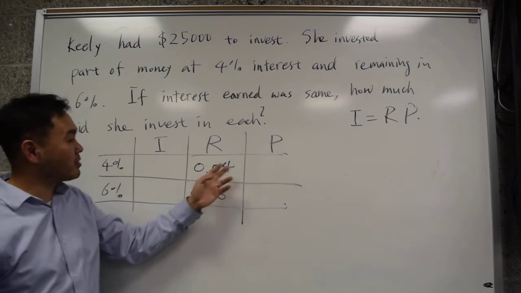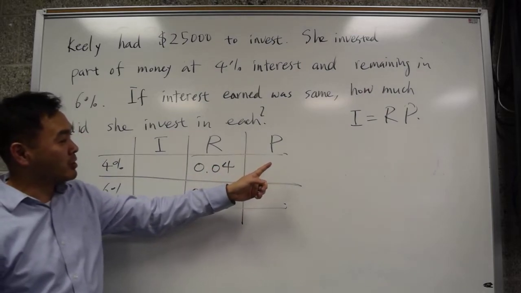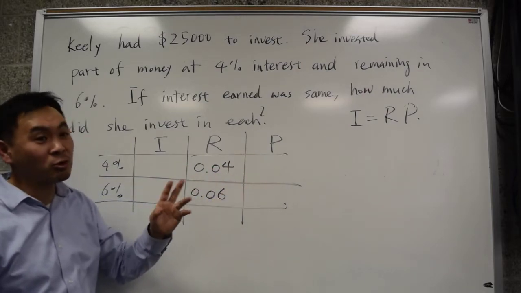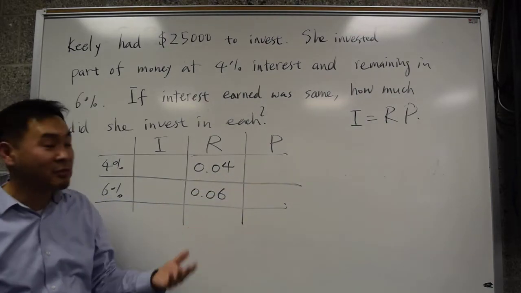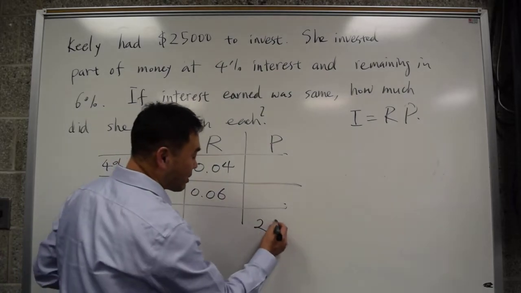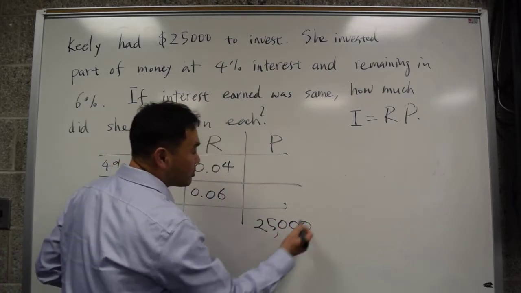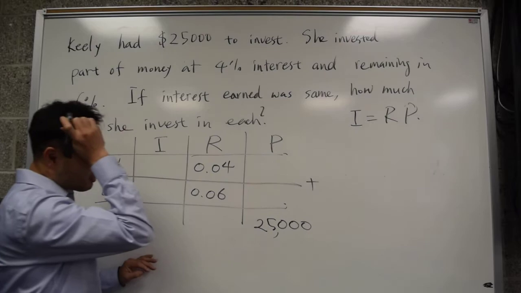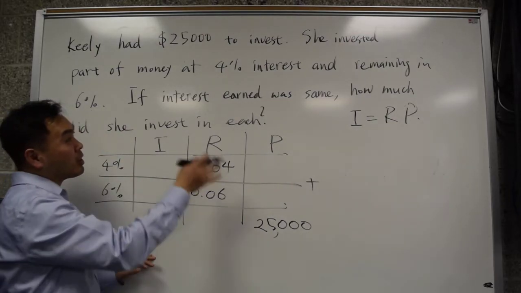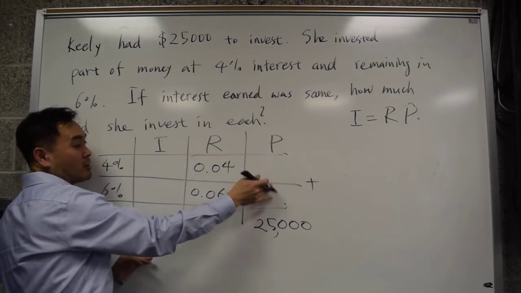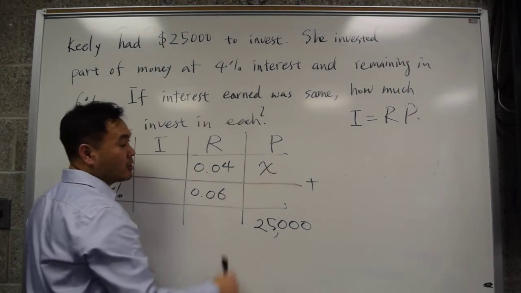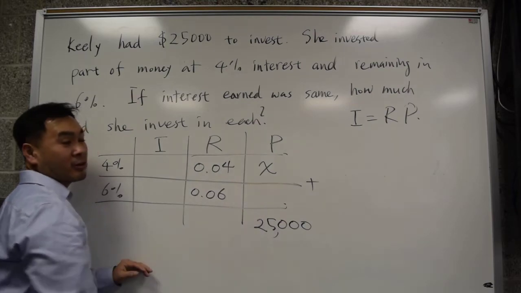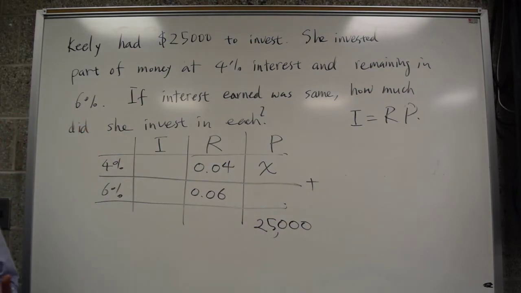So for the 4% account, I don't know how much money went here or in here, but I do know there's some. What's the total sum? 25,000. If you add these, it should be 25,000. Because the question is asking how much money went in here, I'll put an X here because that's the unknown, right? What should I write over here? 25,000 minus X, right?